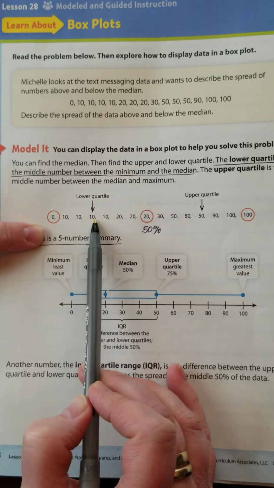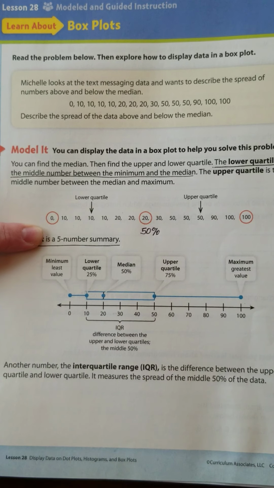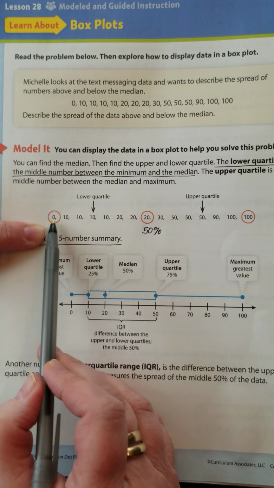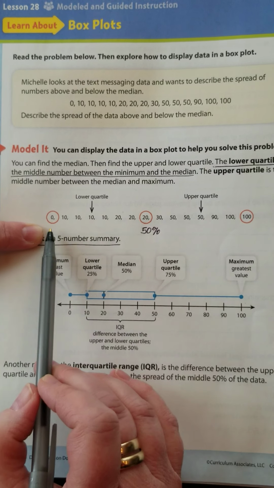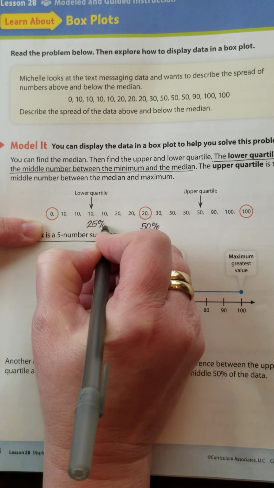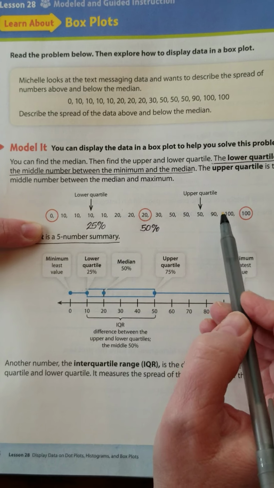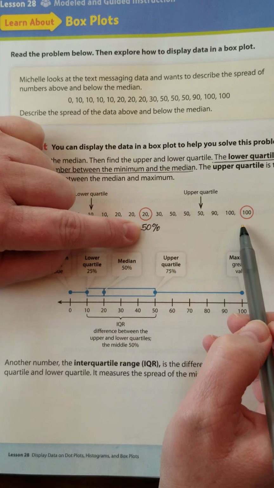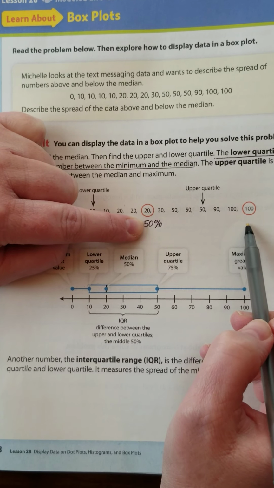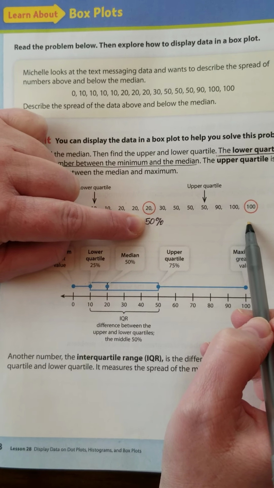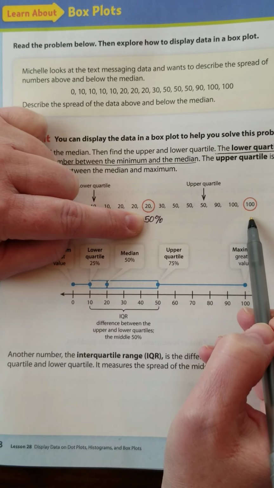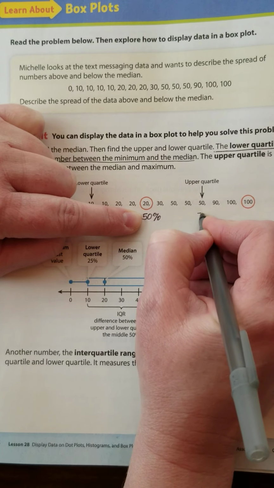So what percentage would this lower quartile represent? It's the middle number between the minimum and the median. It's what's in the middle. So what's between 0 and 50? 25%. We can do the same thing up here with the upper quartile. We have 50% here, and we have the maximum up here. What is going to be the middle percentage between 50% and 100%? Right, 75%.